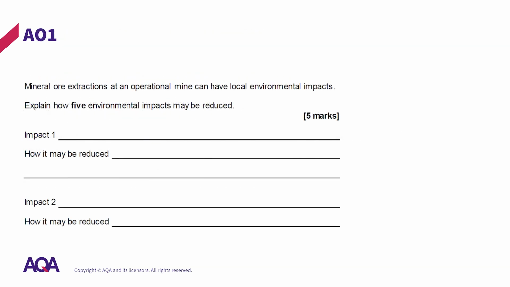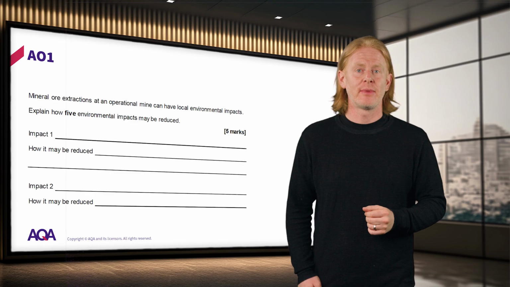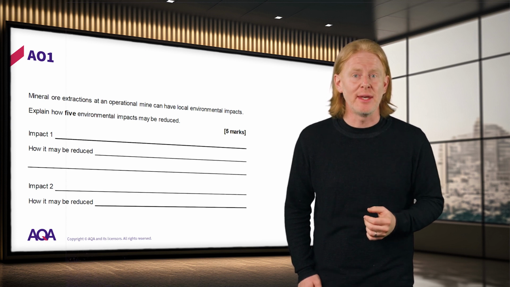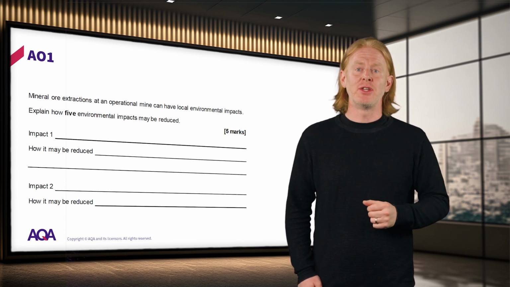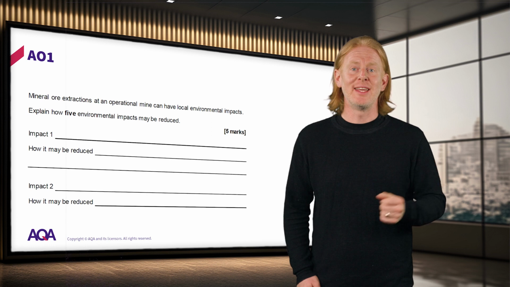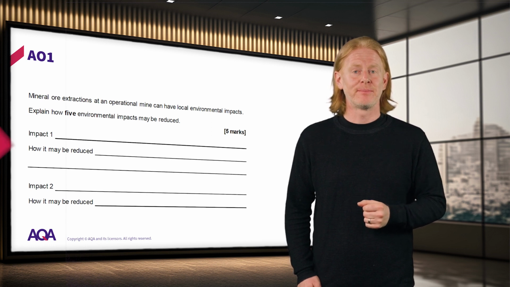On screen, you can see a question asking students to explain how 5 environmental impacts may be reduced. As this question links to reducing the environmental impacts of mining, which is within the specification, it is only assessing what students should know and understand. Therefore, it is considered AO1.